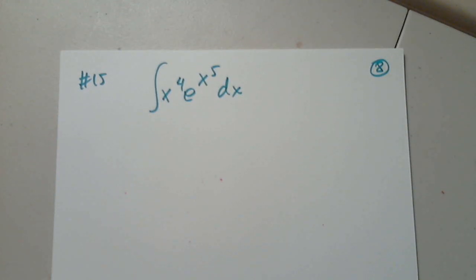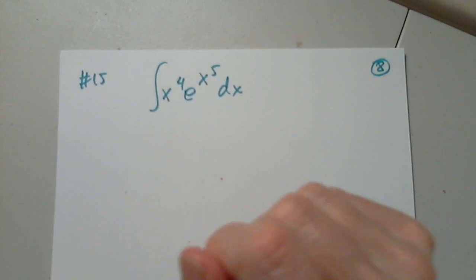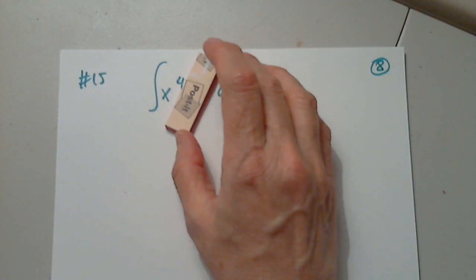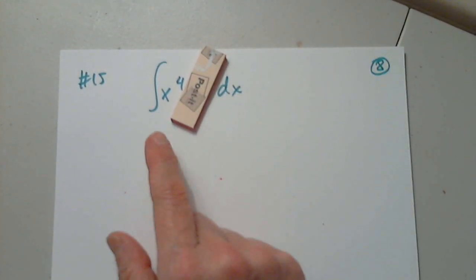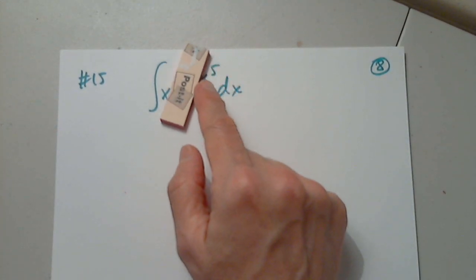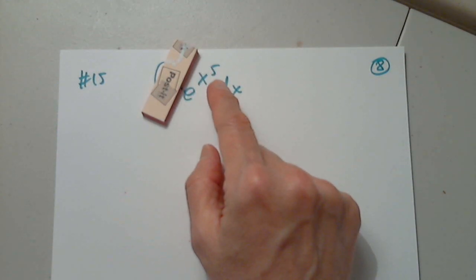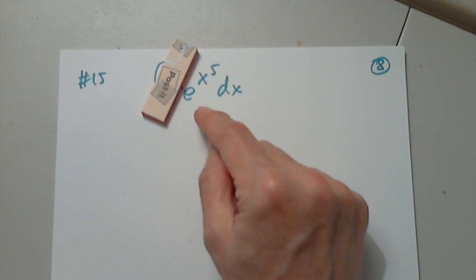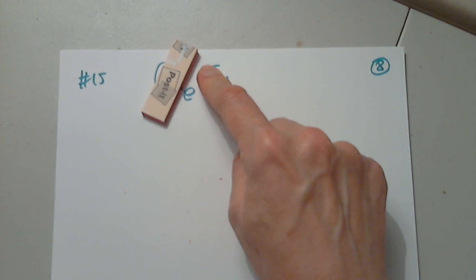We have to come up with a substitution. Which substitution do you think we should use? So here's how I look at it. I look at x to the 4th. There is really nothing I can do to x to the 4th. It's a friendly quantity, so it can stay. But when I look at e to the x to the 5th, I realize that I really don't like it because it's a function that has another function in it.